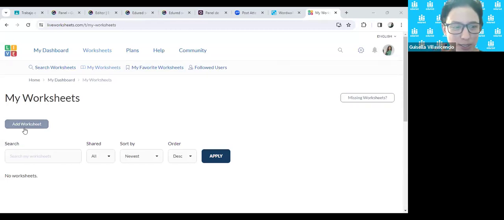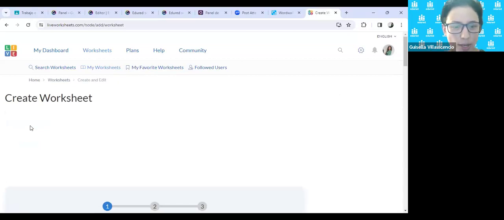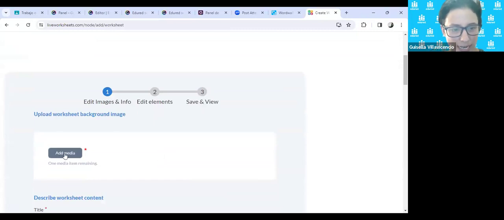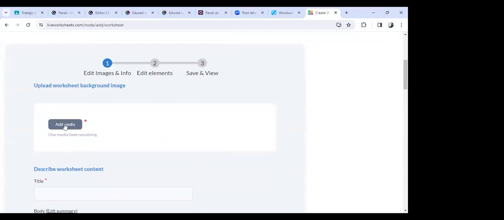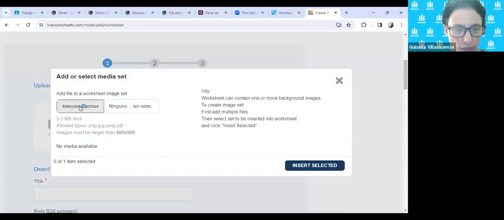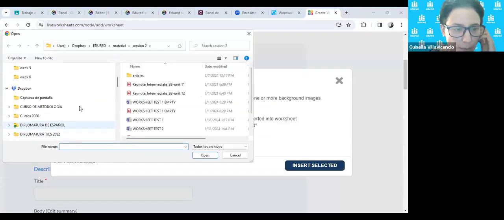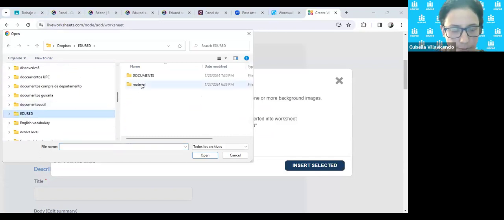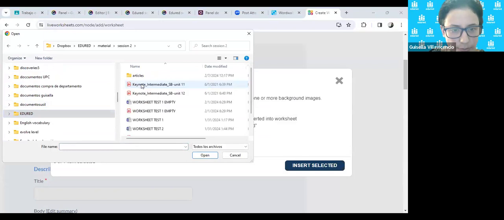Vamos a subir nuestro PDF, ¿ya? Yo voy a poner Add Worksheet y lo voy a subir. Create Worksheet. Paso uno es agregar el PDF. Hay que subirlo a la plataforma. All right? Selecciono mi archivo. Voy a irme a seleccionar dónde está mi archivo. Aquí lo tengo guardadito. Tengo acá mi live worksheet.